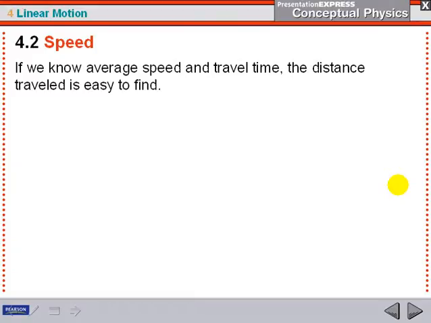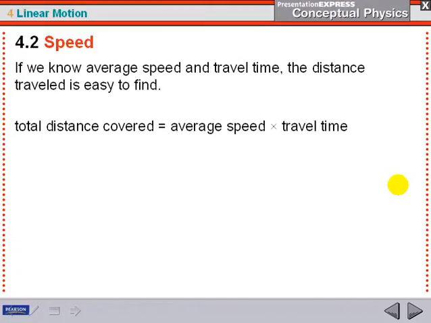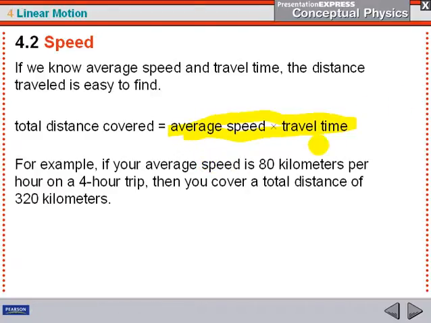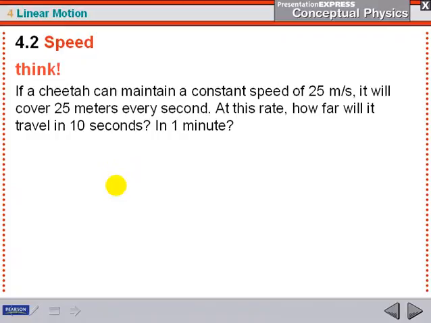So, if we know the average speed, you can then find how far something has traveled. The distance covered is going to equal your average speed times the time it takes to travel that. So let's look at an example. Let's say you go 80 kilometers per hour and you're on a 4-hour trip. What you would then do is multiply the 80 kilometers per hour times the 4 hours, and 80 times 4 is a total of 320 kilometers.